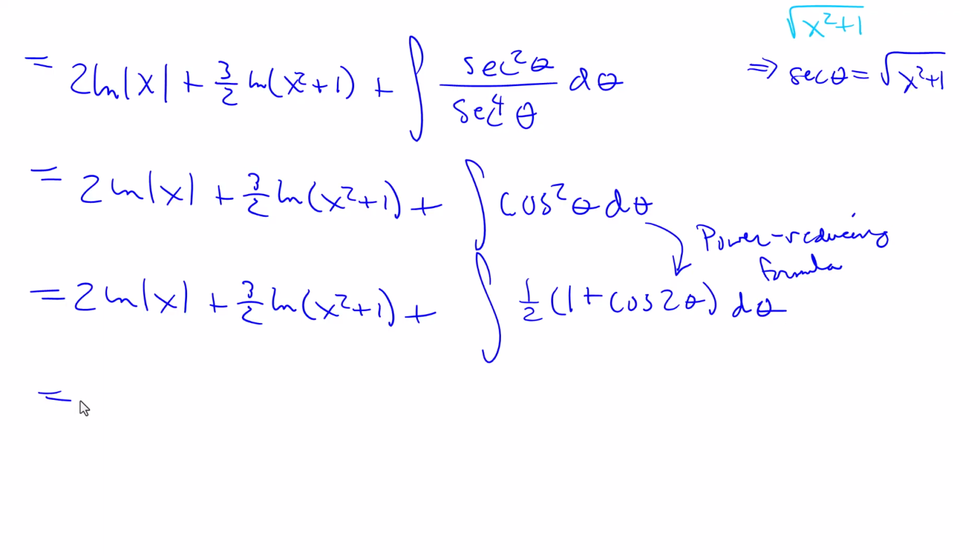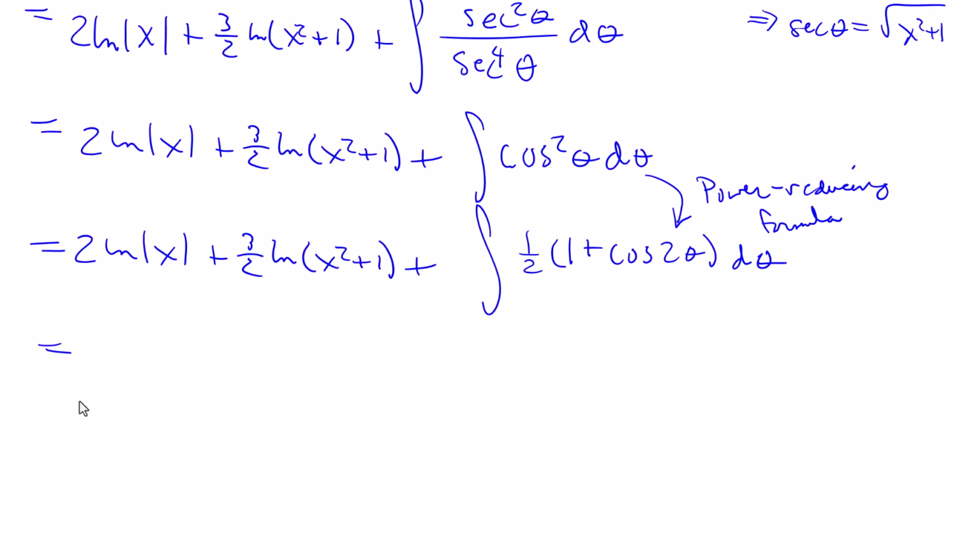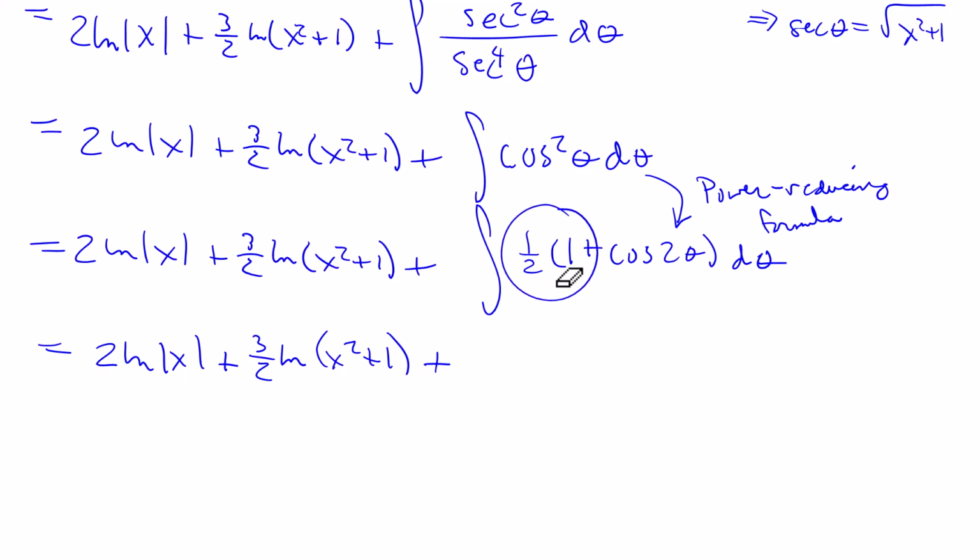Okay, let's finish this up and close this out here. So we have ultimately 2 ln absolute value of x plus 3 halves ln of x squared plus 1 plus, all right, so if we want the antiderivative of this trig sub integral, we should end up with a lot more to do. So you'd have 1/2 theta.